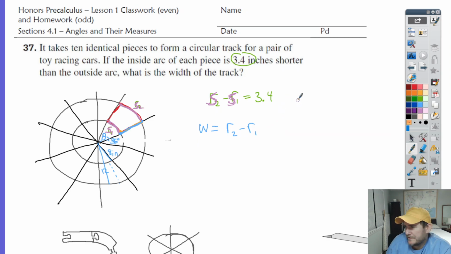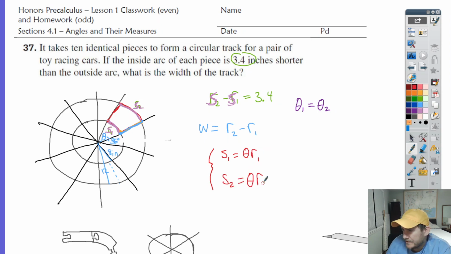So the other thing to remember here is that, of course, theta 1 and theta 2 are the same angle. They're both pi over 5. So the trick to solving this problem, we said, was you actually have to write a system of equations where S1 would be equal to theta times R1, S2 would be equal to theta times R2. And since both of our variables here seem to be involving differences where we've subtracted, that's exactly what we'll do. We'll subtract the two equations from our system to generate one new equation.